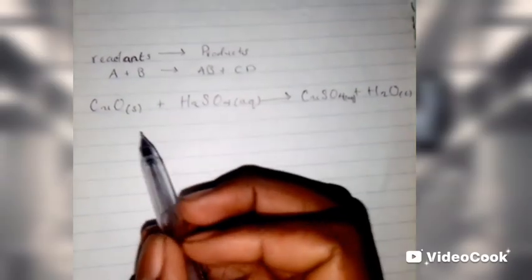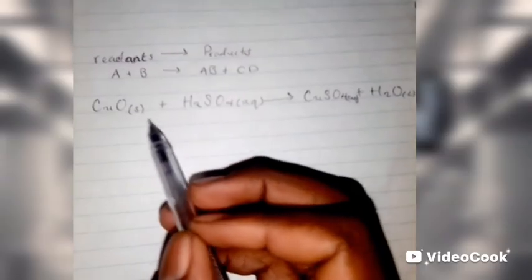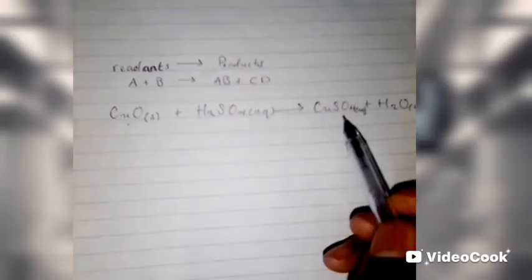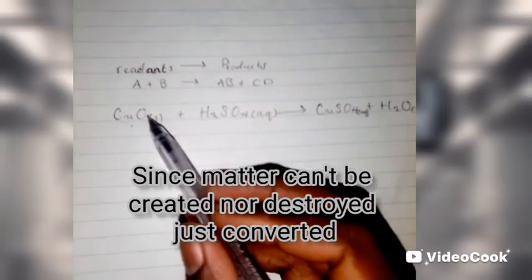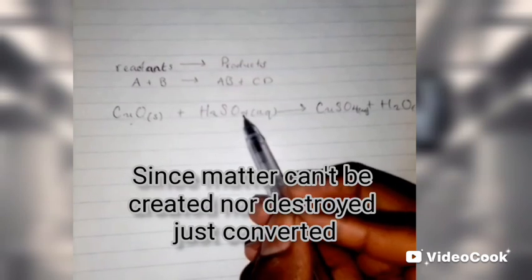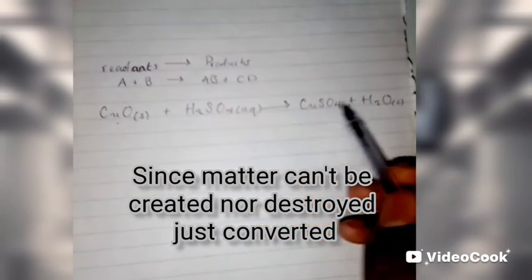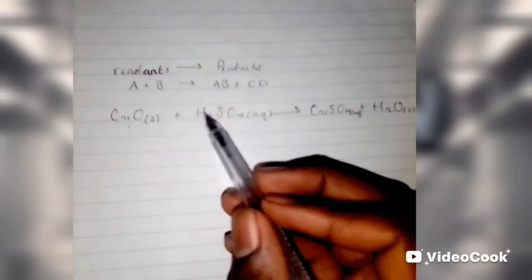Then next thing, we're going to try to balance this up. So we're going to check the number of atoms in the reactant side and compare it to the number of atoms in the product side. So one copper there, one copper there. We have 1 plus 4 oxygen atoms, and we also have the same this side. We have 2 hydrogen atoms and 2 hydrogen atoms there. Therefore, the equation is balanced.